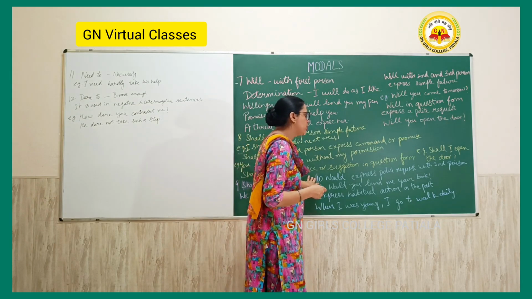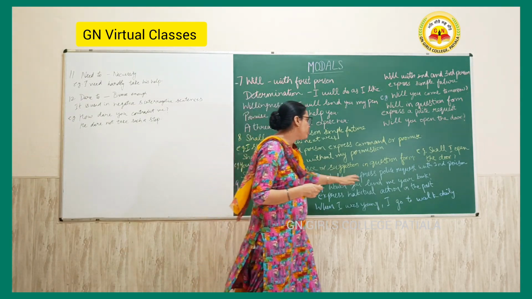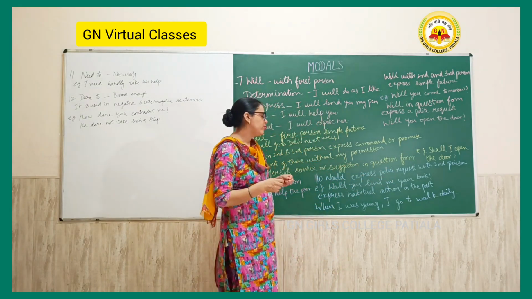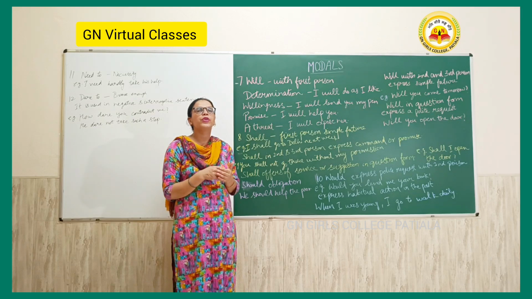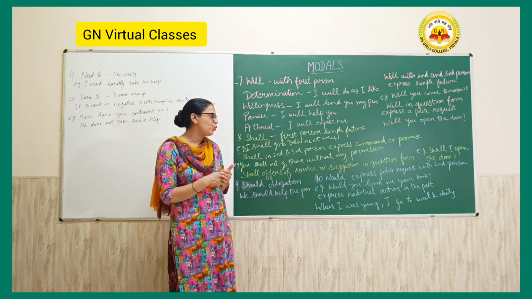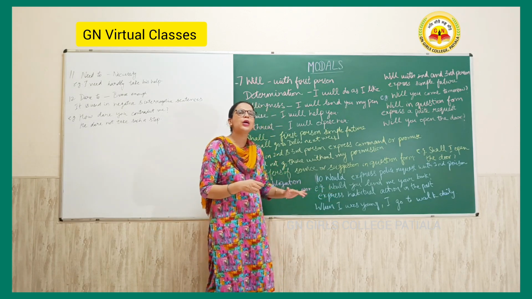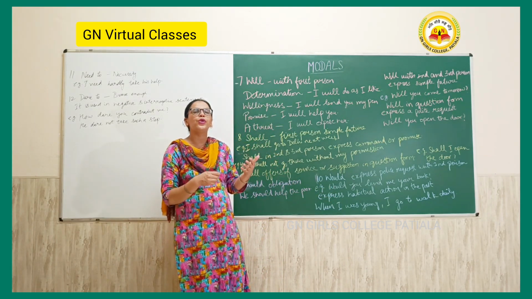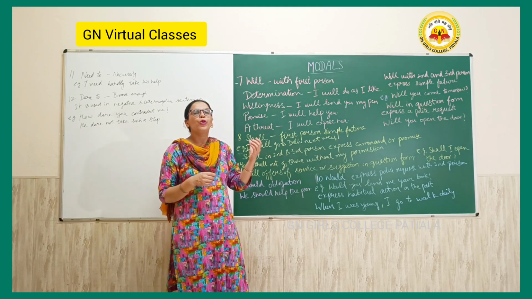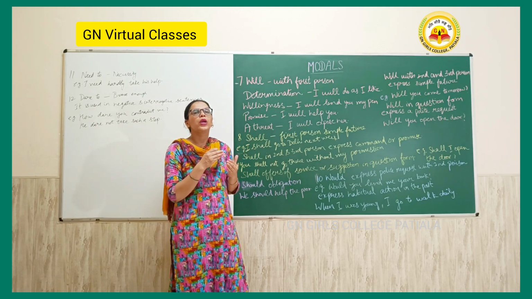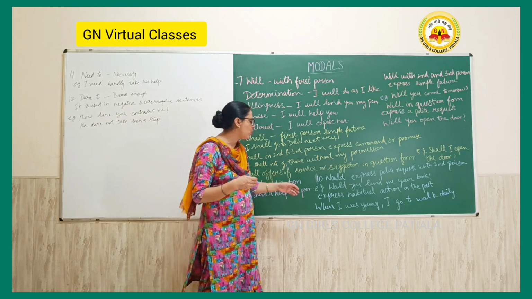Next one is would. Would expresses a polite request with the second person. When you are expressing a polite request with the second person, you, then you have to write would. Would you lend me your book? This is a polite request. If someone is asking, would you lend me your book, you are willing to give your book to him or her.